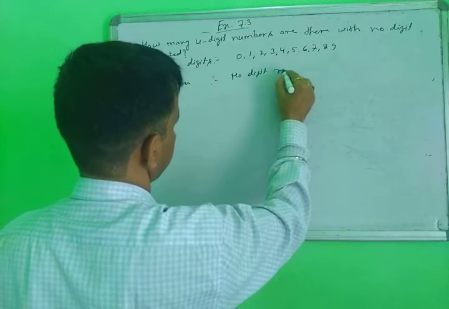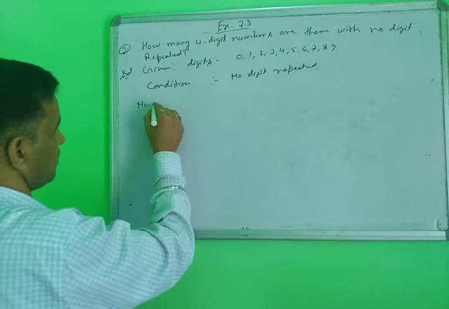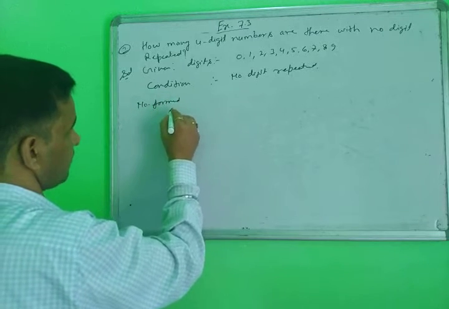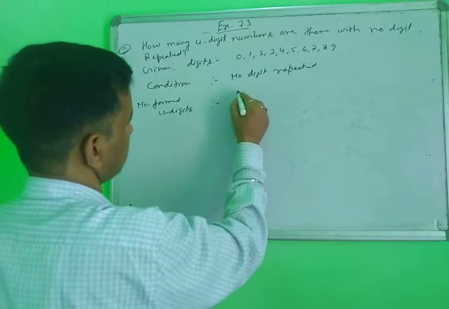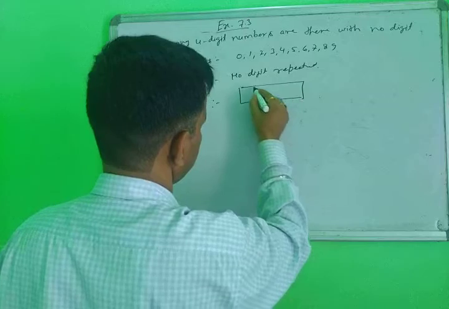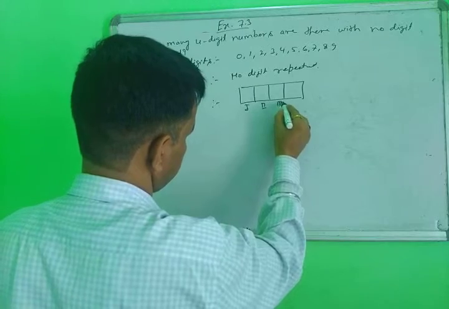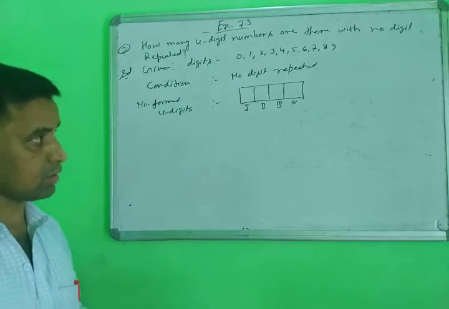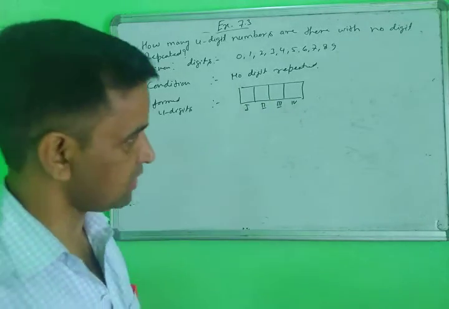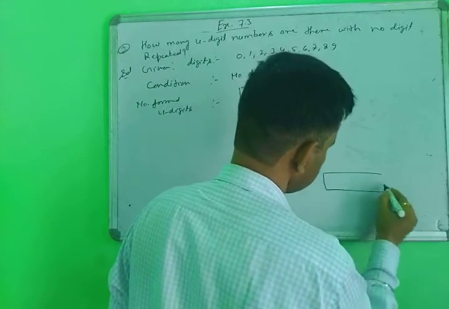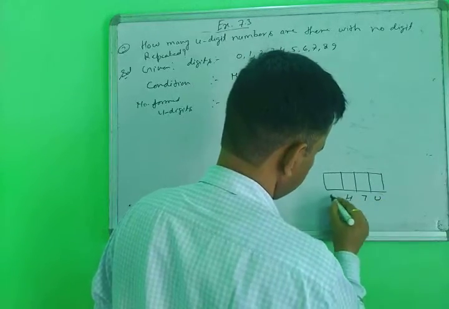No digit repeated, and the number formed is a 4-digit number. So you will write the 4-digit number formed here: first, second, third and fourth. In question number 1 you wrote the ones, tens, hundred and thousand place. You can write it this way, it is not changed: unit place, tens place, hundred place and thousand place.